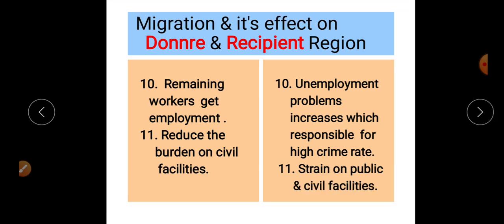In this way, these are the several positive and negative effects of migration on a donor region and recipient region. This question is important as a broad question for short notes as well as a detailed answer.